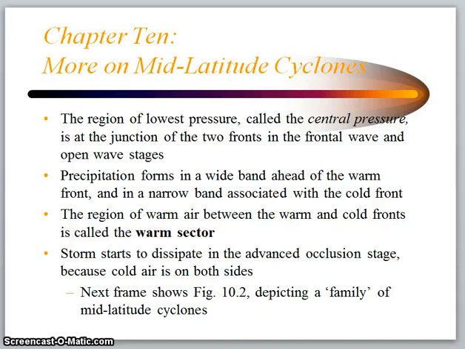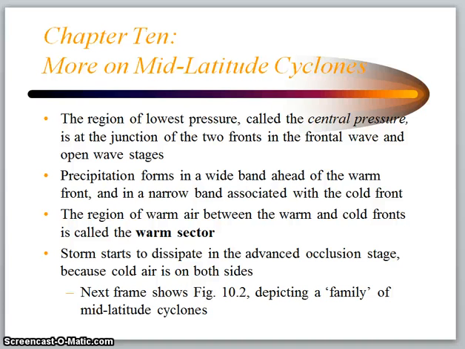Now, the mid-latitude cyclone storm will start to dissipate in the advanced occlusion stage. The precipitation starts to decrease in intensity. The lowest pressure starts to be not quite as low as it weakens, because when you get to the advanced occlusion stage, you essentially have cold air on both sides of the front, and so it starts to lose its distinct characteristics.